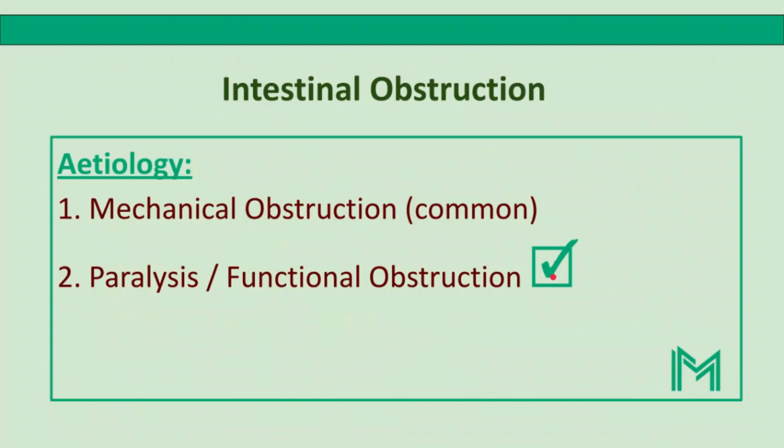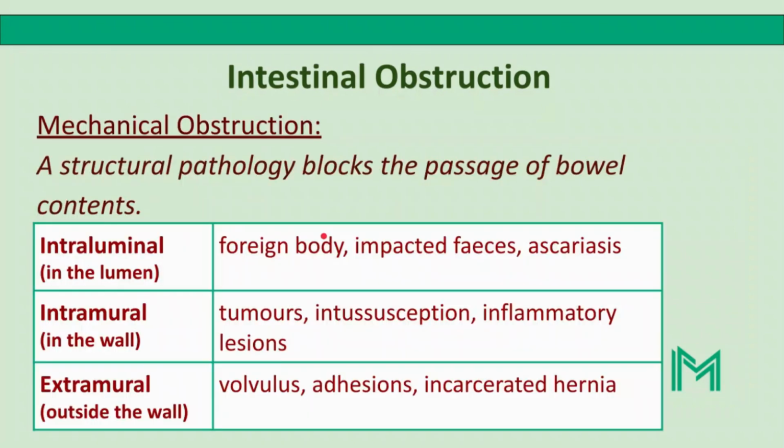Now, we've looked at paralysis or functional obstruction. Let's focus on mechanical obstruction, which is most common. Now, in mechanical obstruction, what you have is a structural pathology that blocks the passage of bowel contents. So there's something physically present that prevents bowel contents from moving. You see the difference between this and functional obstruction, where there is no physical barrier or structural pathology, just a problem with peristalsis or motility of the bowel. But in mechanical obstruction, what you have is actually a barrier or a structural pathology that blocks the passage of bowel contents.